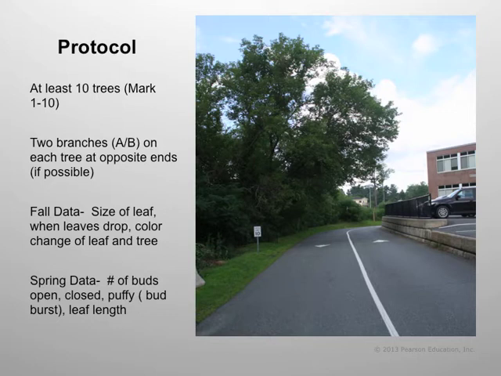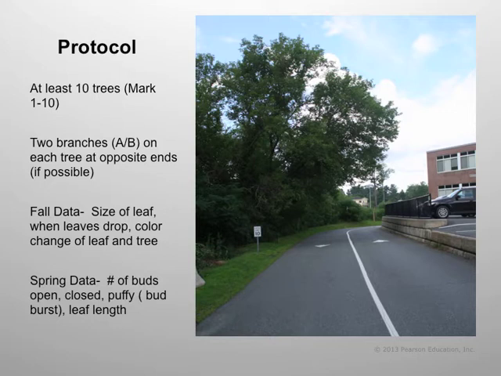For every tree you have to look at two branches, A and B, and some of the trees actually have a C. Maybe this year we'll have Ds. We'll have to see how the trees are going when we go out. There's supposed to be kind of an opposite end so that if any limb falls, we'll still be able to collect data and add it with another limb.